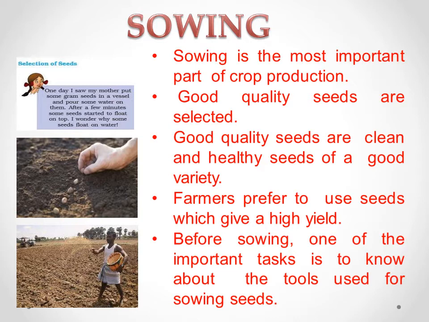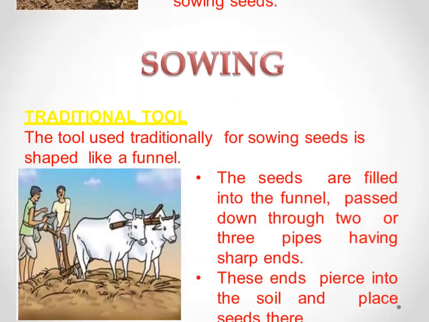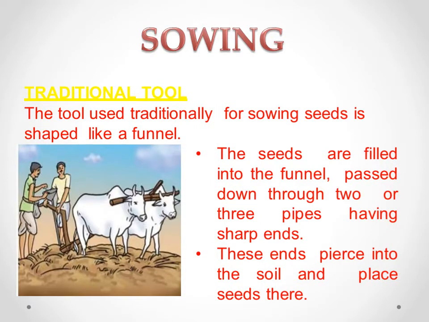Before sowing, one of the important tasks is to know about the tools used for sowing the seeds. The traditional tool used for sowing seeds is shaped like a funnel. The seeds are filled into the funnel and passed down through two or three pipes having sharp ends. These ends pierce into the soil and place the seeds there.